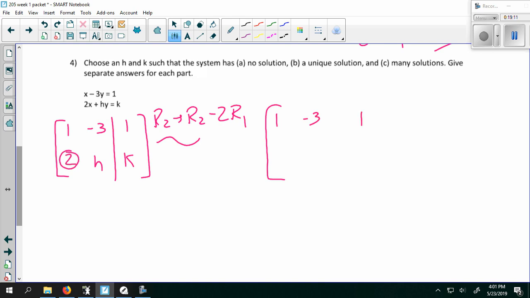Okay, row 2 is going to change. It's itself plus -2 row 1. So I get 0. -2 times -3 is 6. So I get 6 plus h in the next entry. And then -2 times 1 is -2 plus k. -2 plus k.